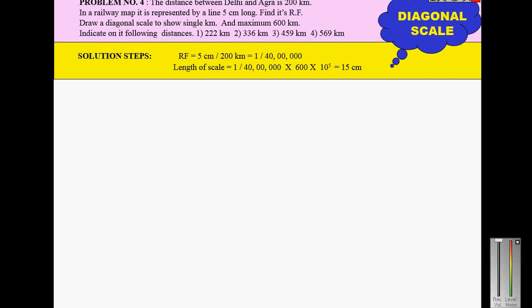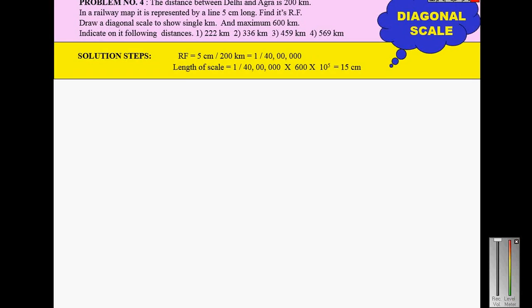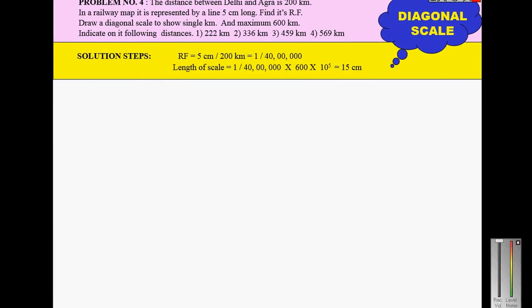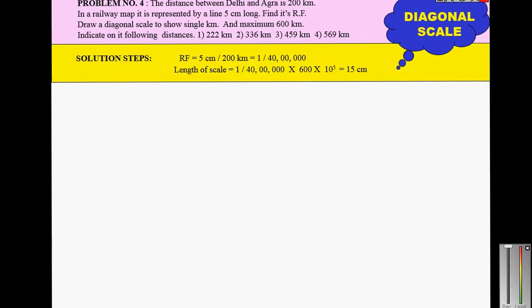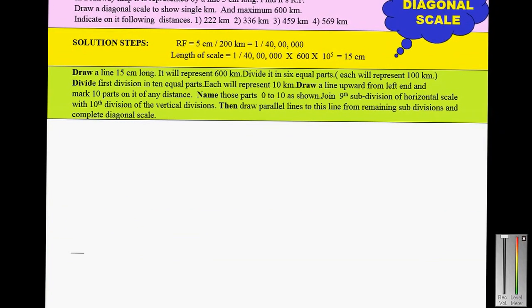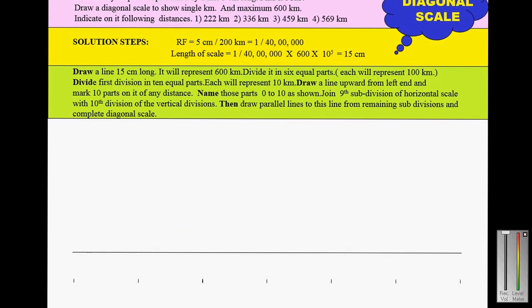So you will get the RF 1 by 40 lakh. And next is to calculate the length of the scale: RF into maximum length to be measured. The maximum length is 600 km, and you will get the length of the scale is 15 centimeter. So first of all, draw a line 15 centimeter long.